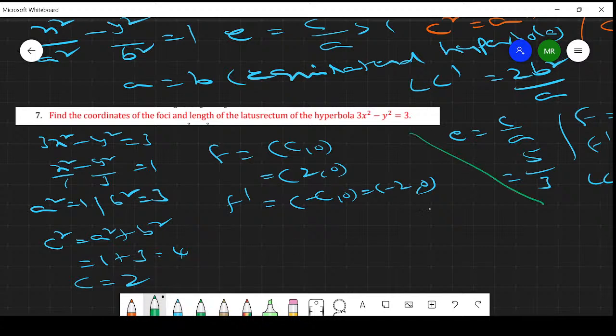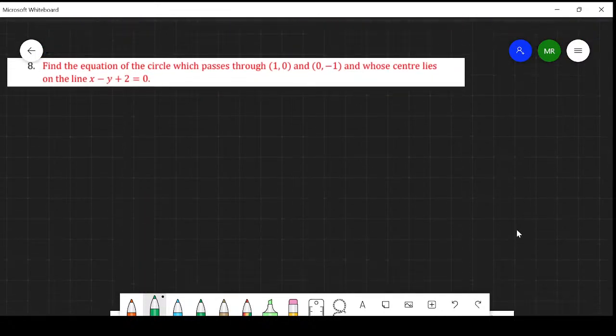Again, they are asking for the length of the latus rectum, LL dash. You can always write it in words if you want. When they are asking, write in words: length of latus rectum is equal to 2 b square by a. We know b square is 3 and the a value is 1, so you will get 6. A square is 1, a is also 1. When I divided this, we got the length of the latus rectum. Foci also we got. We completed it now. This is a simple one. They are asking for the standard equation only.